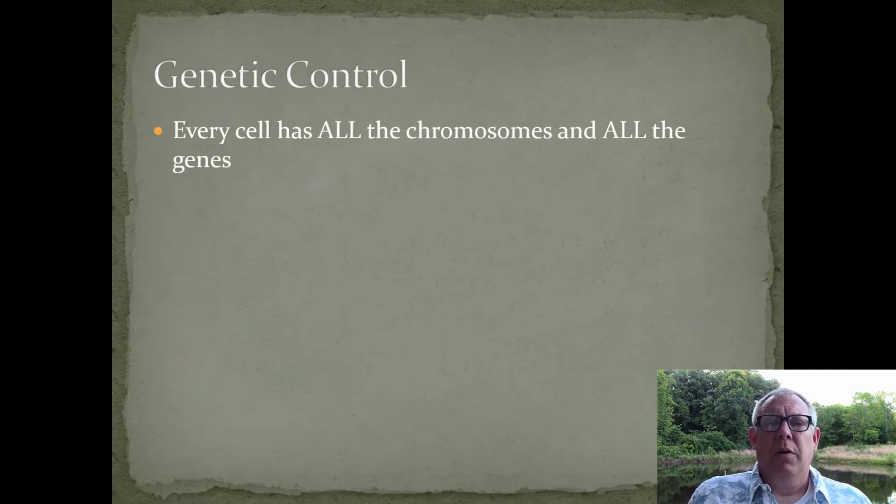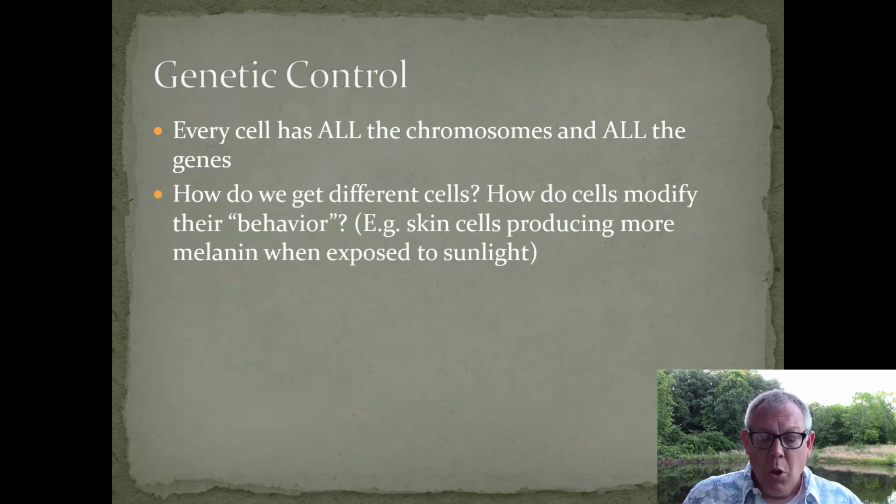So I mentioned before, it's an interesting fact that every cell has all the chromosomes and all the genes. Whether that cell is in your big toe or your intestine or your eye, it all has all of your DNA. So how do we get different cells, and how do cells modify their behavior, quote unquote? For example, skin cells that produce more melanin when they're exposed to sunlight, cells that react to their environment. How do we do this?